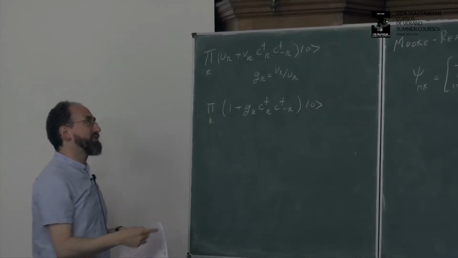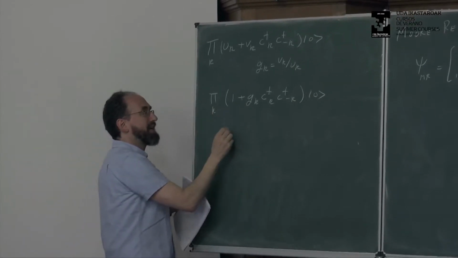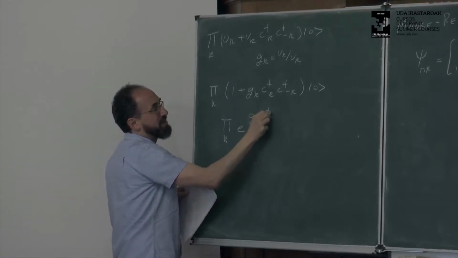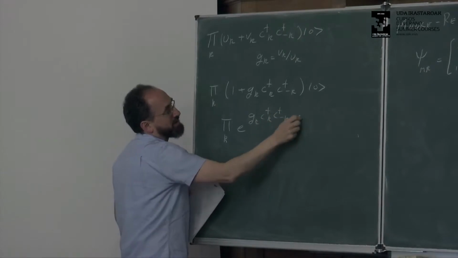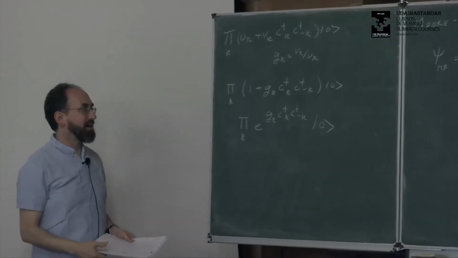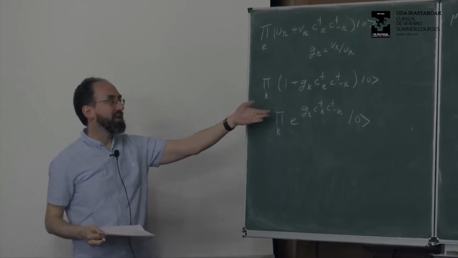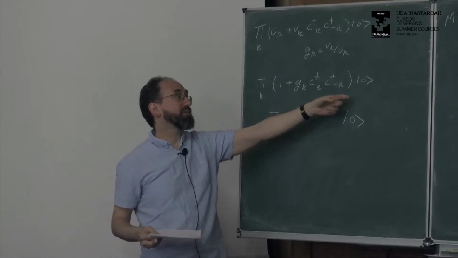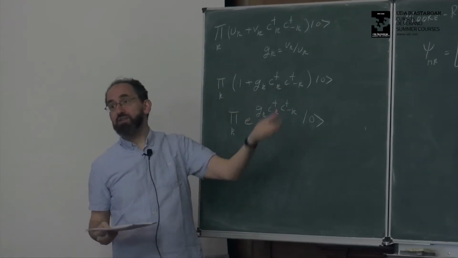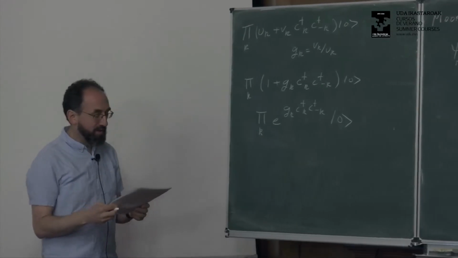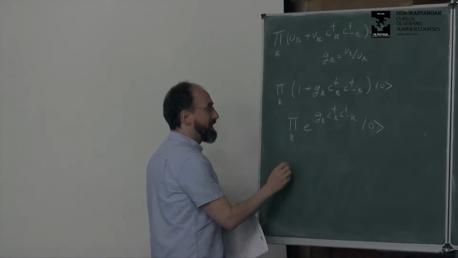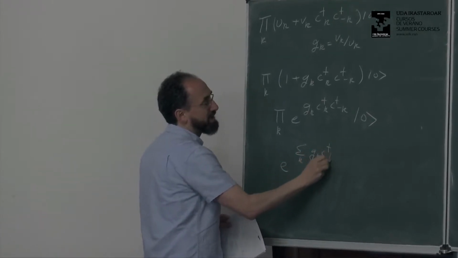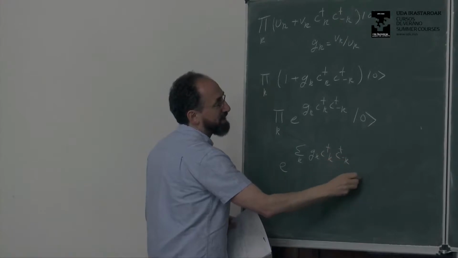And then we can use the fact that this, although it doesn't look like it, can be rewritten as an exponential, e to the gk c dagger k, c dagger minus k, which is sort of a coherent state representation. So why is this OK? If you expand this exponential, the first term is 1. This is the next term. The next term will have c daggers squared in it, and c dagger squared vanishes, so you throw it out, and so forth. OK? And then this thing can be rewritten as e to the sum over k, gk c dagger k, c dagger minus k on 0.